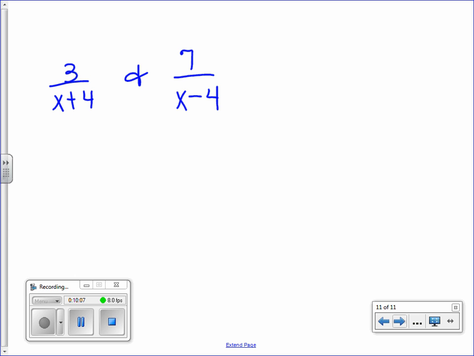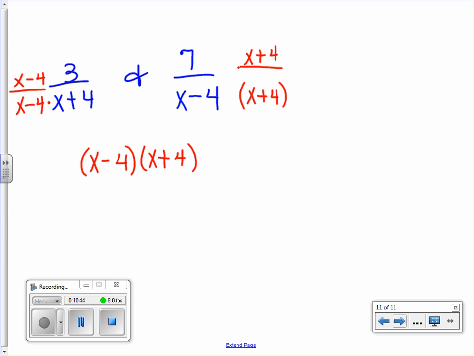Does anything factor here? Nope. Nothing factors. X plus 4 doesn't do anything. X minus 4 doesn't do anything. So, what does this one need that this one has? It needs an X minus 4. What does this one need? Right? So that would make our denominator what? Actually, X minus 4 times X plus 4 would be our denominator. You can even say, hey, this is your least common denominator.